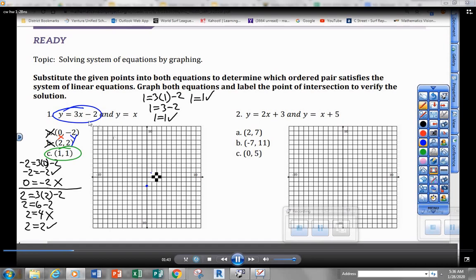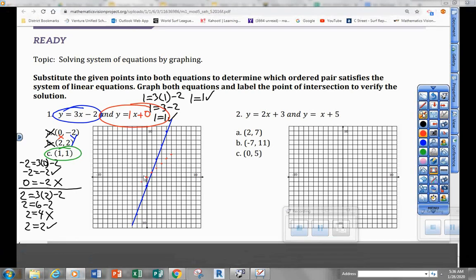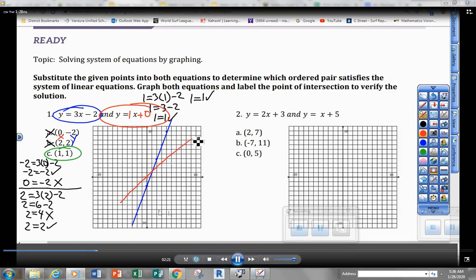So when I plot them, negative 2 for my y-intercept, 3 over 1 for my rate of change or my slope. Negative 2, over 1 up 3, over 1 up 3. Be able to graph, draw that line through them. My second equation, y equals x, is y equals 1x plus 0 in disguise. 0 being my y-intercept, going over 1 up 1, over 1 up 1. Graph both those. And I could clearly see where they intersect is at that coordinate, 1, 1, right there on the xy axis. That is the solution point.